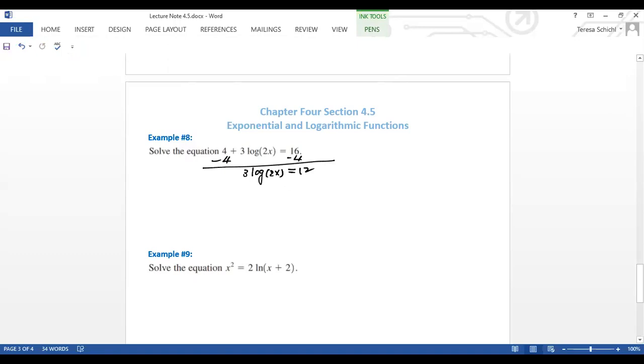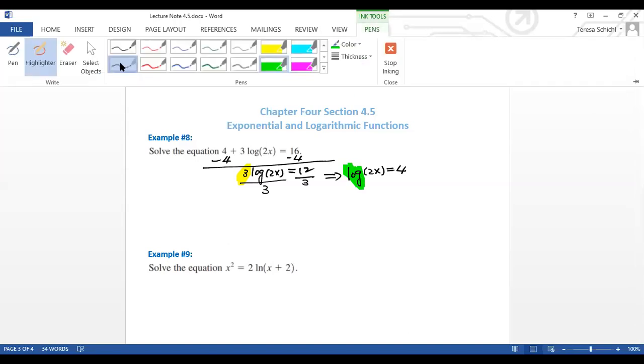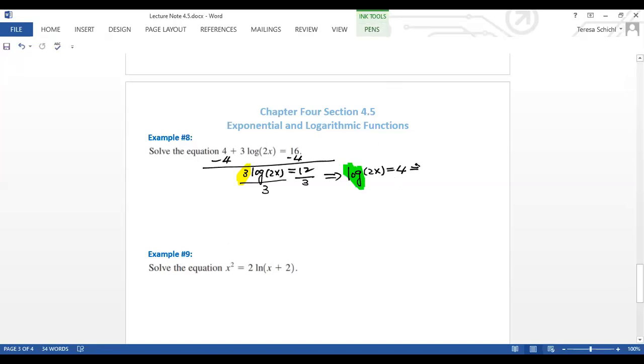And then in order to put it into the exponential form, I cannot have this 3 in front. So what I need to do here, well, let's just divide that out. So you divide the 3 on both sides. So here you get log 2x equal to 4. Okay, the next thing you notice, this log function does not have a base. So we know if they do not have a base, what type of log is this? This is a common log, right?